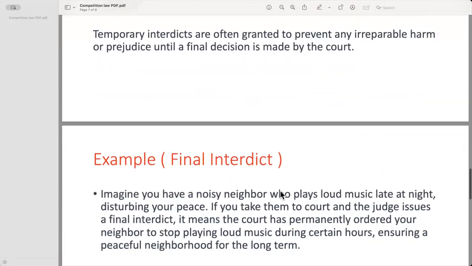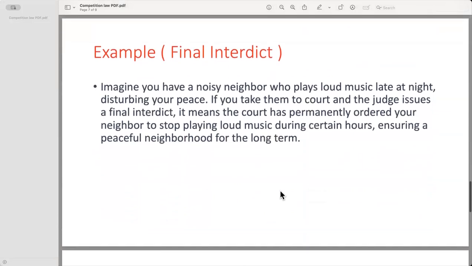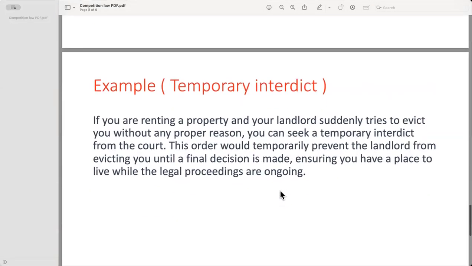So let's go to the examples of a final interdict. Okay, final, I've used this example. Imagine you have a noisy neighbor who plays loud music late at night and disturbs your peace. If you take them to court and the judge issues a final interdict, it means that the court has permanently ordered your neighbor to stop playing loud music during certain hours, ensuring a peaceful neighborhood for the long term. So that would be an example for the final interdict.